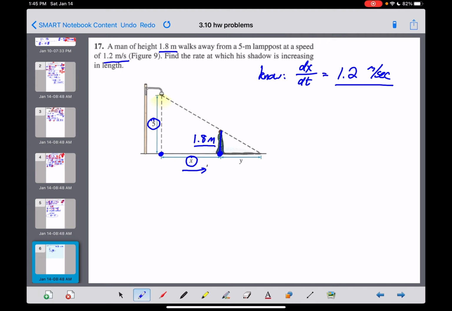Find the rate at which his shadow is increasing in length. So the derivative we want to know here is the derivative of the length of the man's shadow, which I'm going to do in red, is right here on the ground. The shadow of the man is on the ground, and it's on the opposite side of him from the light source. So since the light is behind him, the shadow is going to be on the ground in front of him. Y, therefore, is the length of his shadow. So they want the rate at which the shadow is changing, or it actually says increasing in the problem, which tells me the answer better be positive.